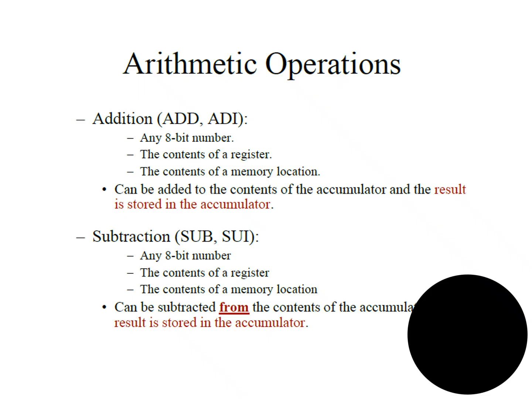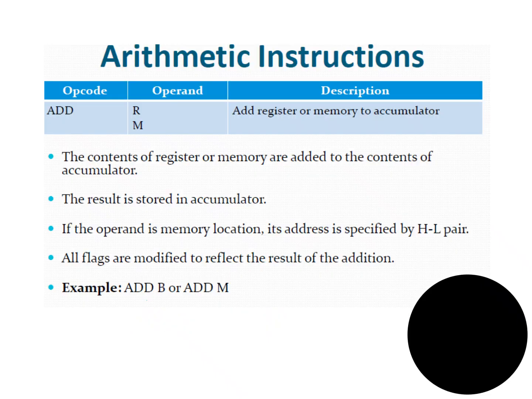Next, coming to the arithmetic and logical instructions, as I already told, there are addition and subtraction operations. So addition, ADD R or M. R represents the register, and M represents the memory location where your data lies. Examples can be ADD B or ADD M.